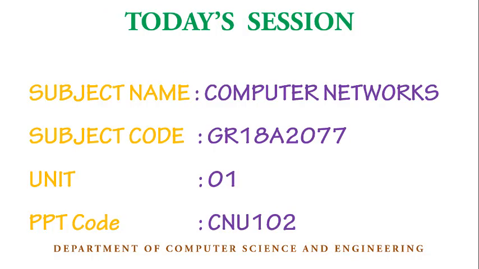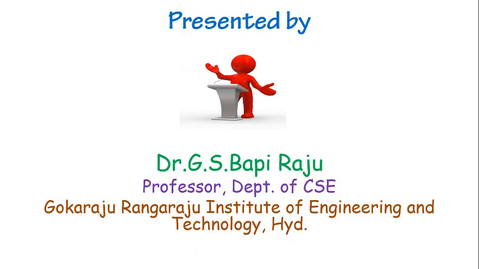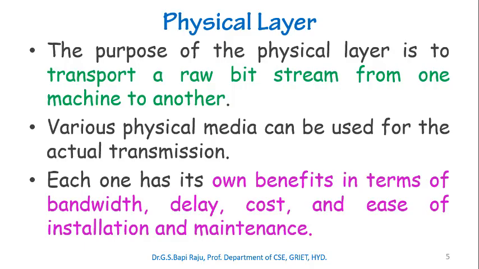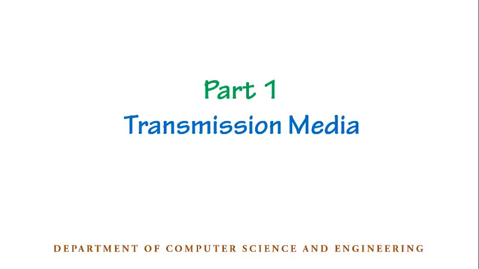Welcome back. In this session, we deal with the second part of the first unit in computer networks, the physical layer. The main purpose of the physical layer is to transport a raw bit stream from one machine to another. For this, various physical media are used for the actual transmission, and each transmission medium has its own benefits in terms of bandwidth, delay, cost, and ease of installation and maintenance.